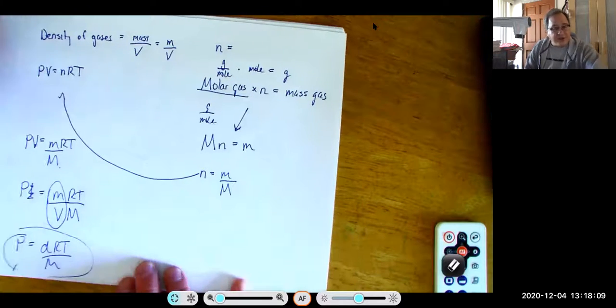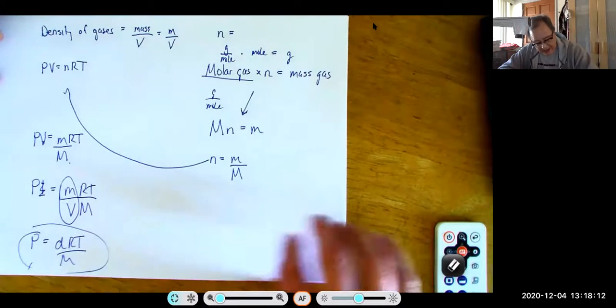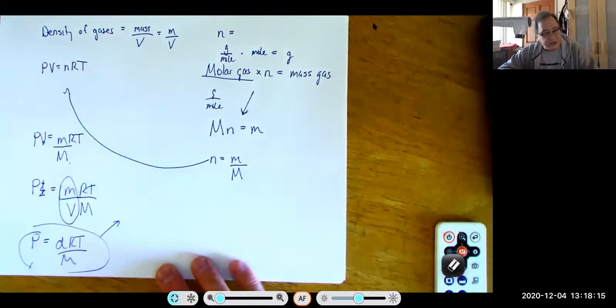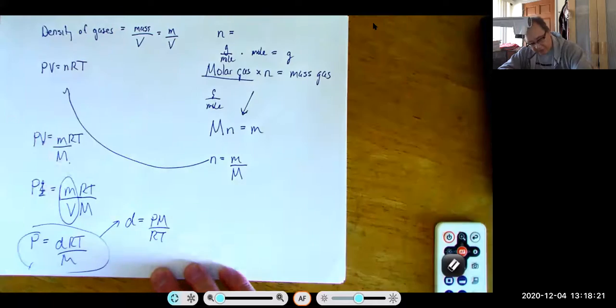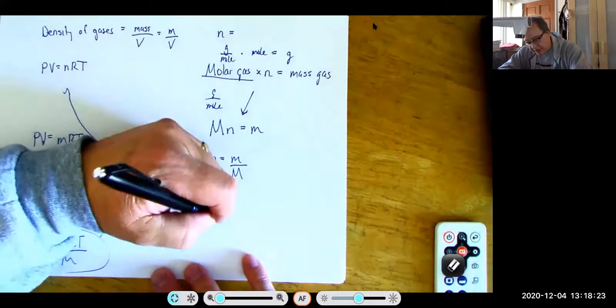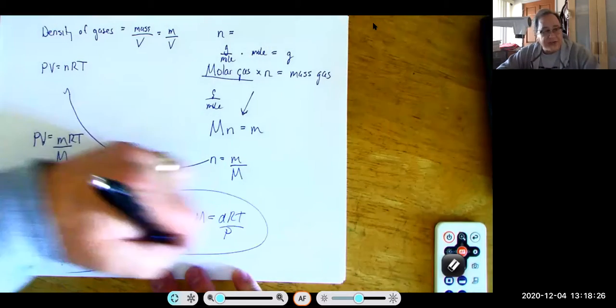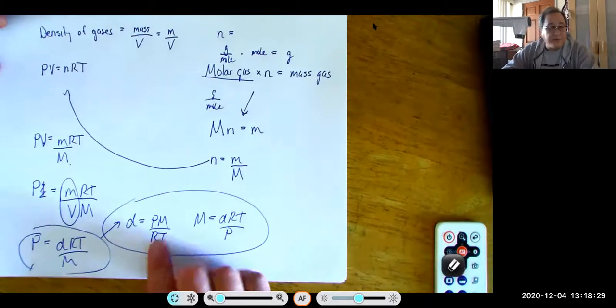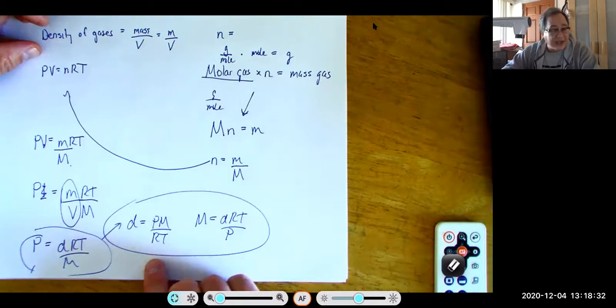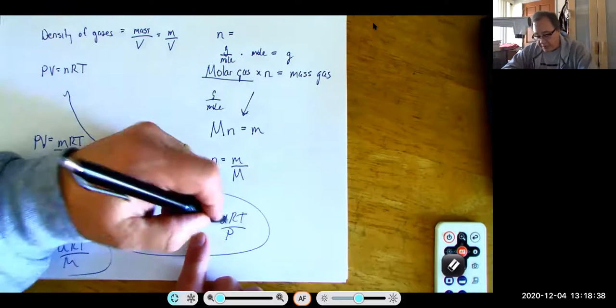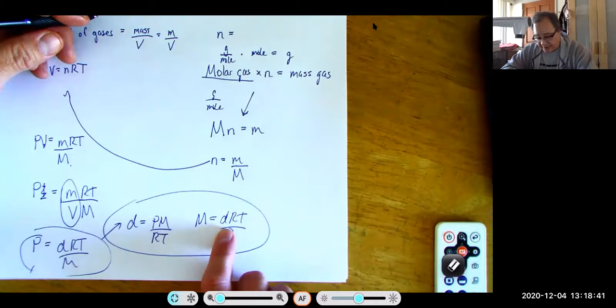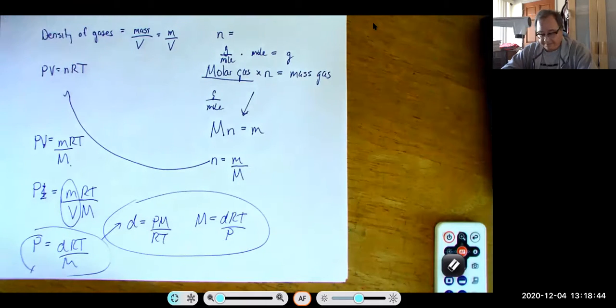So this is an interesting equation here. PM = DRT. You can write this really two ways: the density is equal to PM over RT, or the molar mass is equal to DRT over P. So what I'm trying to tell you is that you can calculate the density of a gas simply from knowing its pressure, its molar mass, the gas constant, and the temperature. Likewise, you can calculate the molar mass of the gas by knowing its density, the gas constant, the temperature, and pressure.